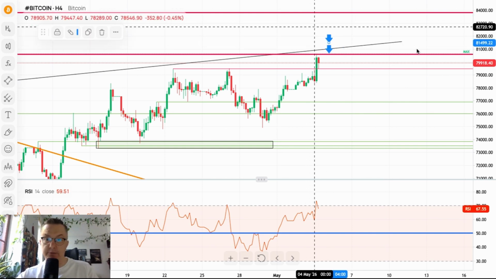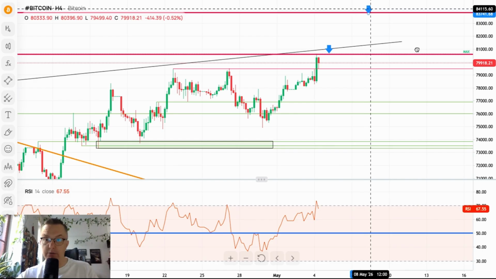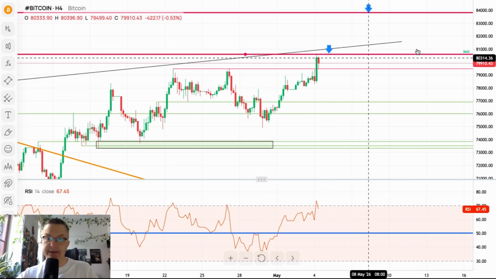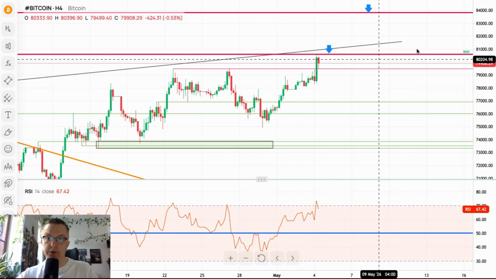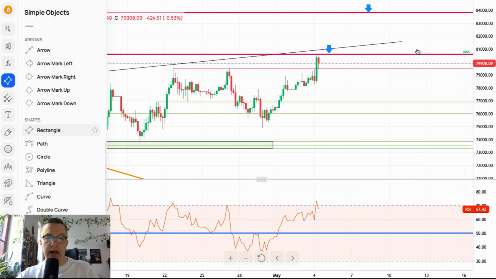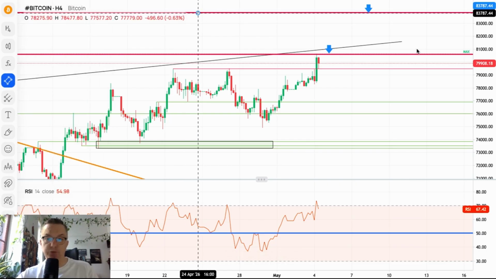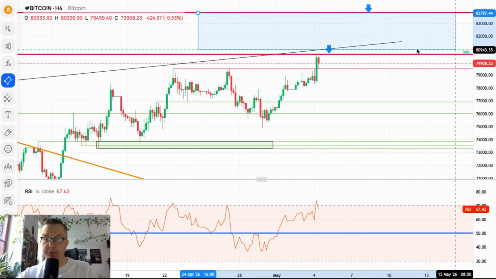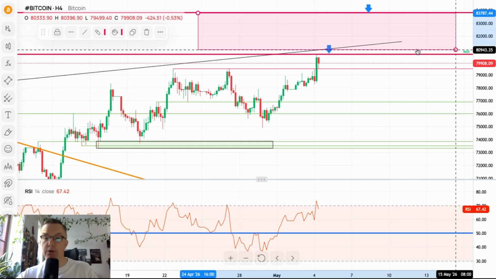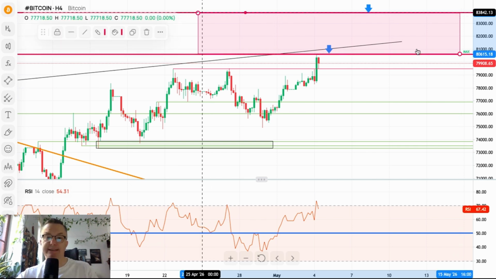Let me copy this, and I will place my blue arrow yet higher to show you guys that this is basically a very important zone for the market to get rejected. Okay, if however bulls are strong enough to break above this zone, let me just change the color to red, because it's a supply zone, and supply means selling.